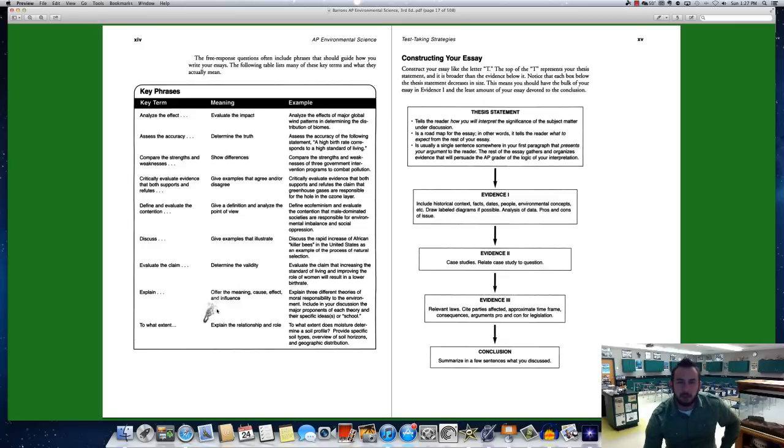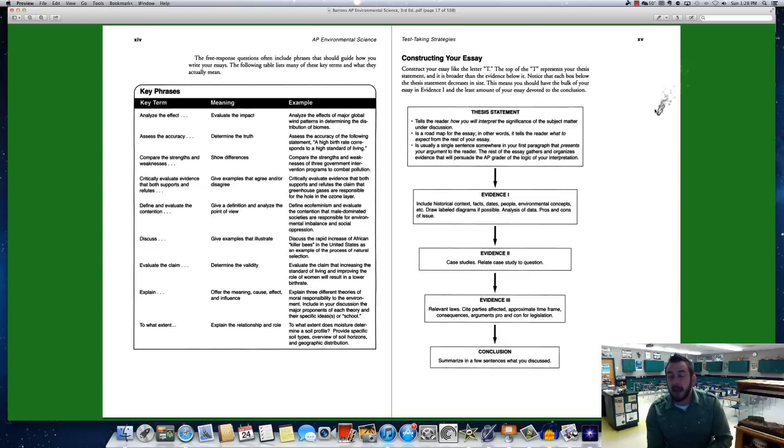Okay, so here's kind of a gist of constructing your essay. And this says the top T, the thesis statement, okay? It tells the reader how you would interpret the significance of the subject matter, kind of the roadmap of the essay, a little bit of an intro, using a single sentence somewhere in your first paragraph that presents your argument to the reader. But most of the time saying, this is how it is, or this is not how it is. And then you're to support with evidence. So evidence 1 includes historical content, facts, people, environmental concepts.